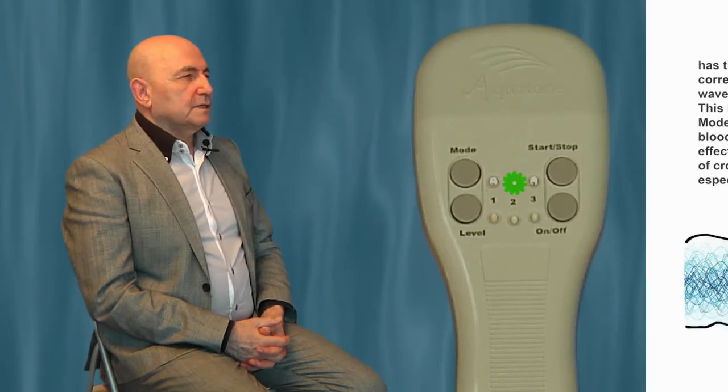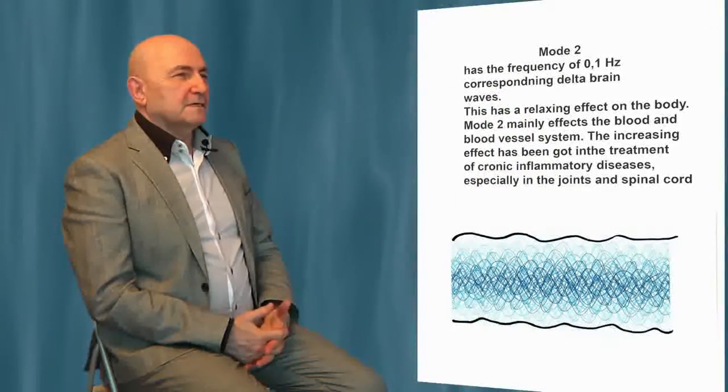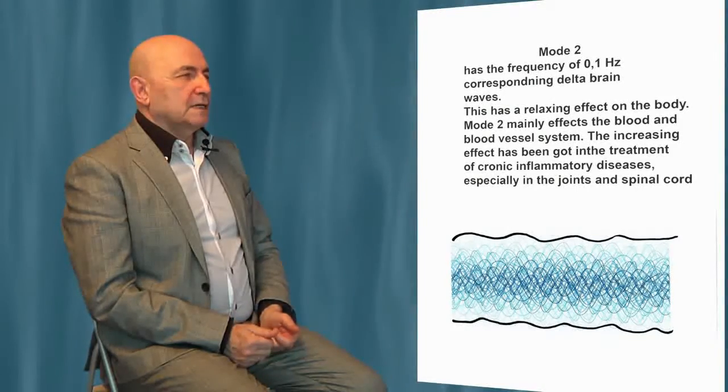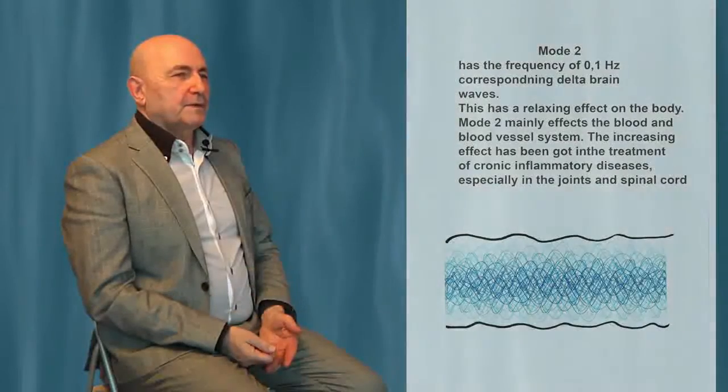Mode 2 has a frequency of 1 GHz and can be used frequently. It can be used on the whole body but is slightly more adjusted for the blood, as it structures the blood, thereby improving blood circulation in all organs and especially in joints and spine.